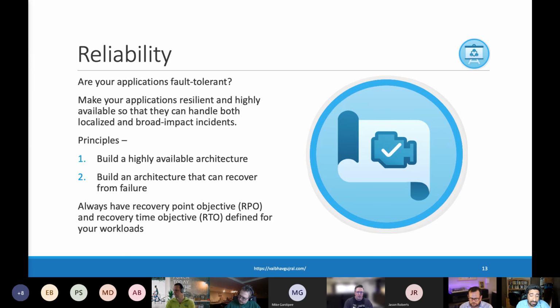Defining RPO and RTO for your workloads can really help you in designing the right capabilities in your architecture. Once you have RPO and RTO defined, you can go back to your architecture, fetch the SLA numbers for the services you are going to consume, and see if that's going to satisfy your business continuity requirements or not. And if not, then you should probably add appropriate redundancy in your architecture.